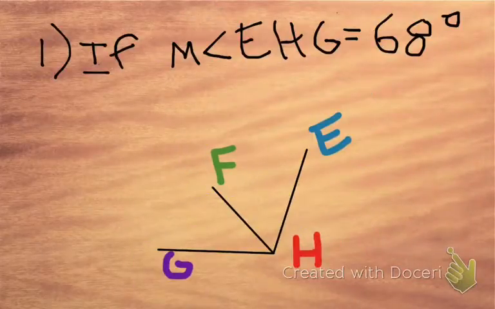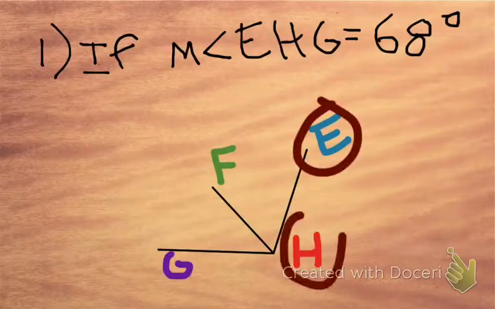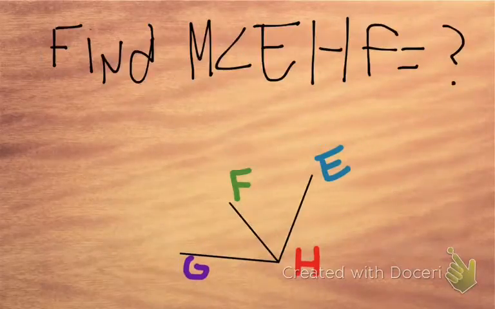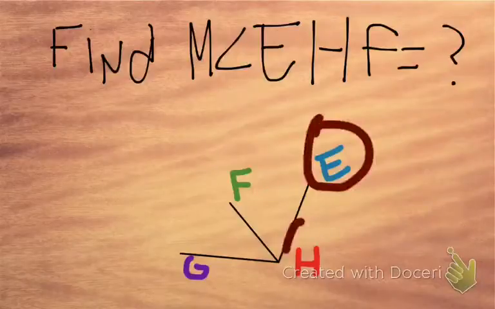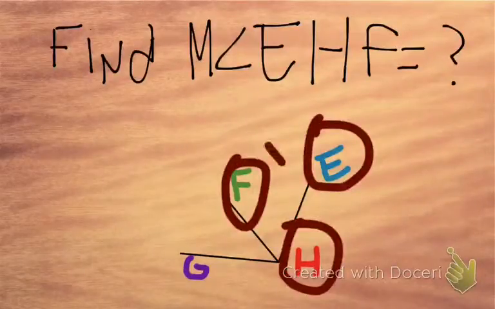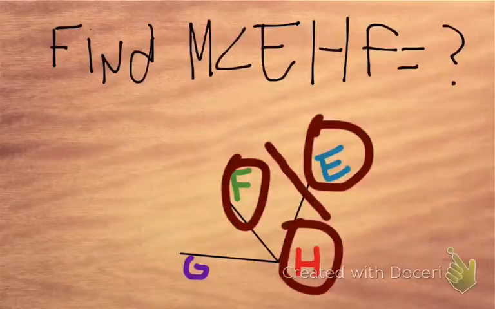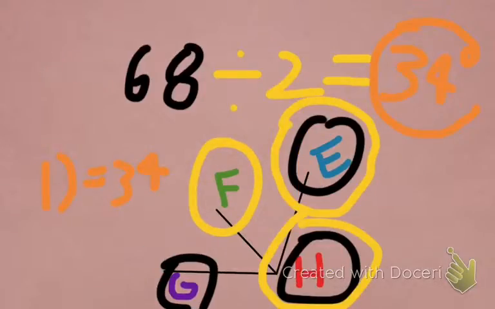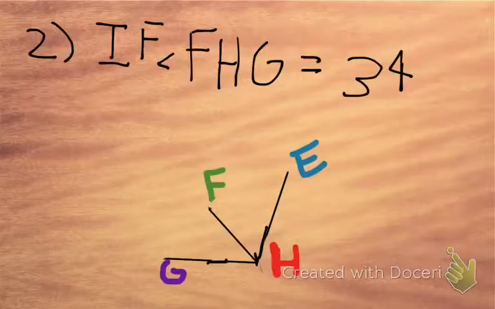For our first example, it says that EHG, or our full angle, is equal to 68 degrees, and it's asking us to find EHF. We can already tell that we have our angle bisector, so it would split the angle in half. So our 68 would be divided by 2, as stated in this next problem right here. So in the end, we would get a whopping 34 degrees for angle EHF.